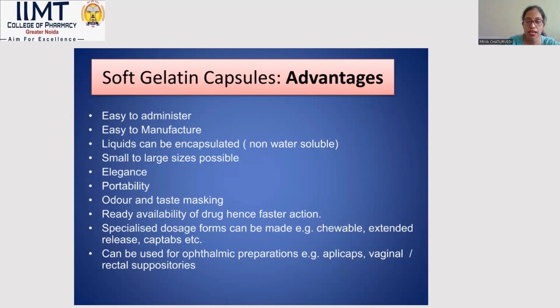Specialized dosage forms can be made like chewable tablets, chewable capsules, extended release capsules, cap-tabs, etc. It can be used for ophthalmic preparations also, like vaginal or rectal suppositories.